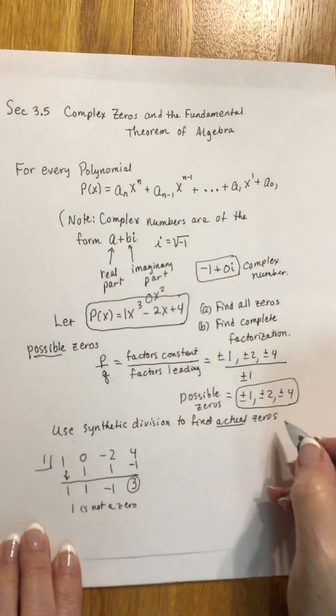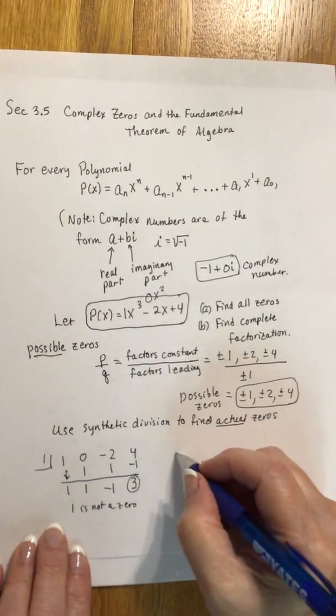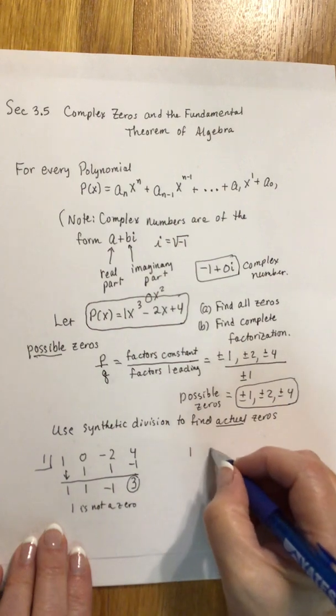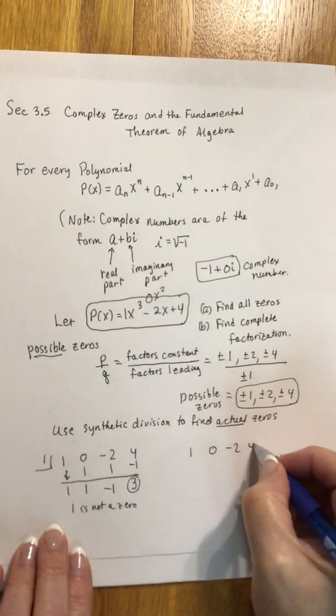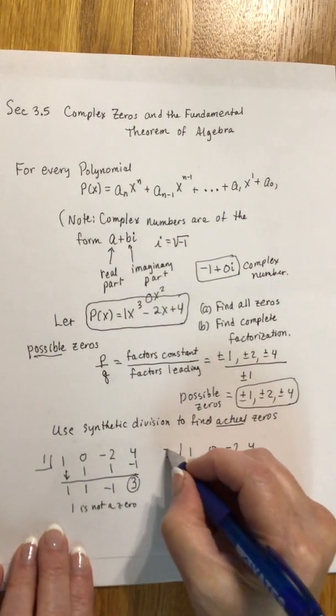So we have to pick another one, and we have to keep trying that until we get one of them. So we're going to try another one. We've got 1, 0, negative 2, 4. This time we're going to pick negative 2.